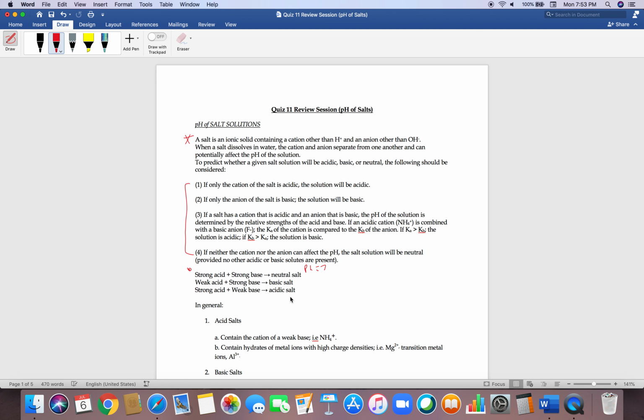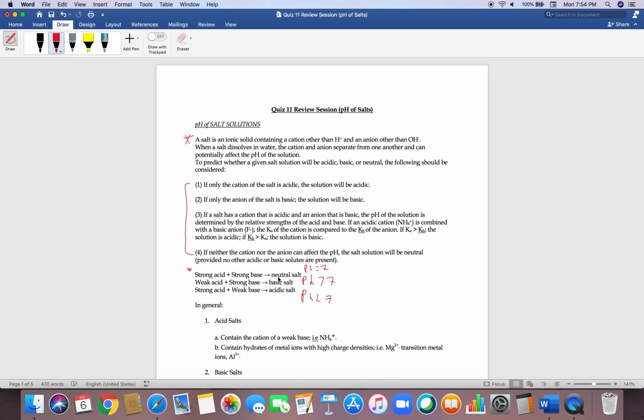So it's neutral. When you have a weak acid plus a strong base, you get a basic salt. Basically the strong base is controlling the equilibrium here, and the weak acid is too weak to control the pH. So you're going to get a basic salt because the strong base is taking over, and a pH that's greater than 7. And opposite, when you have a strong acid and a weak base, the weak base is too weak to control the pH, and the strong acid takes over. So you get a pH less than 7.